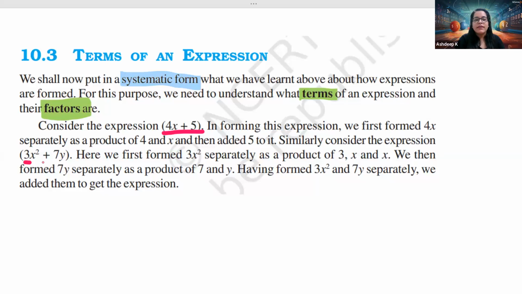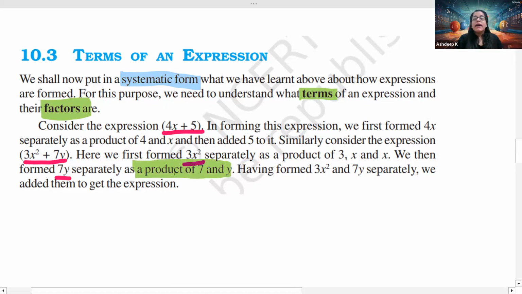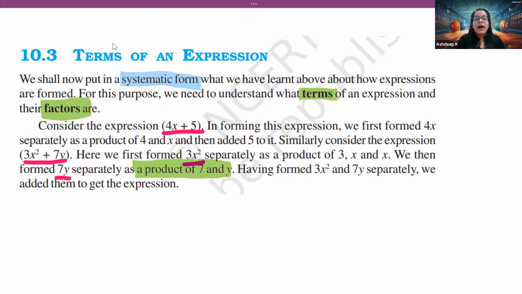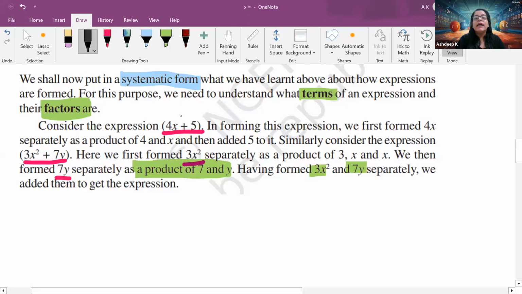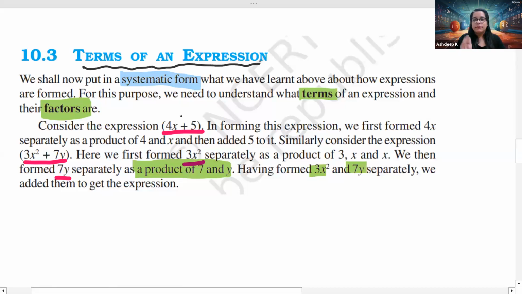Another example, we have 3x square plus 7y. Again, here we have x square, which is x simply multiplied by x, and then multiplied by 3, we got 3x square, which is separately a product. On the other hand, 7y is a separate product, which is formed by simply multiplying 7 and y. Right. So these are nothing but they are called the terms. We have 3x square, we have 7y, which are separately being added. So they are the terms of an expression, right? Individually we call it a term, and when we combine them, we call it an expression.